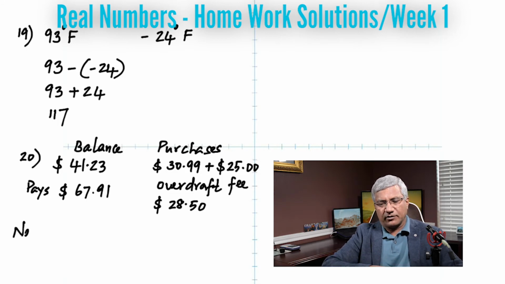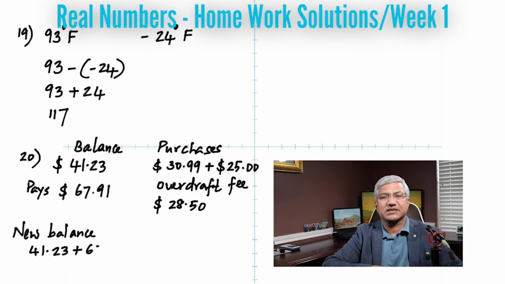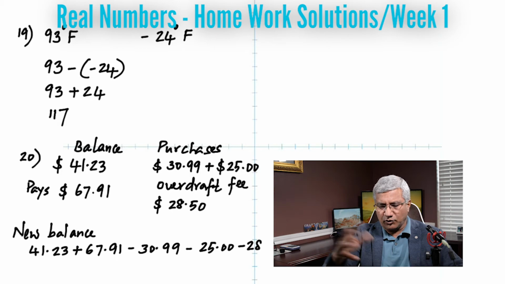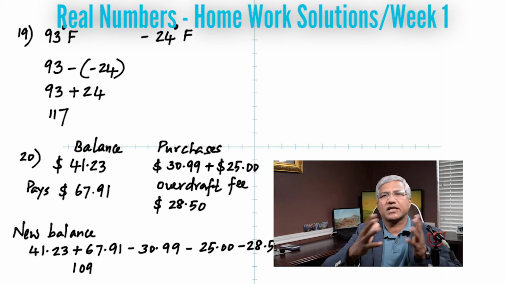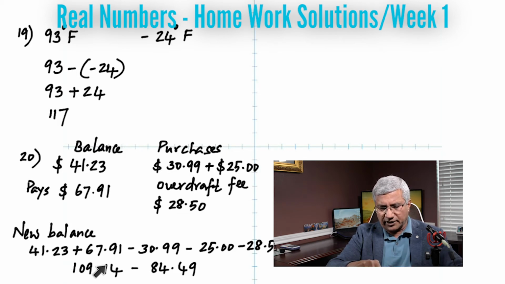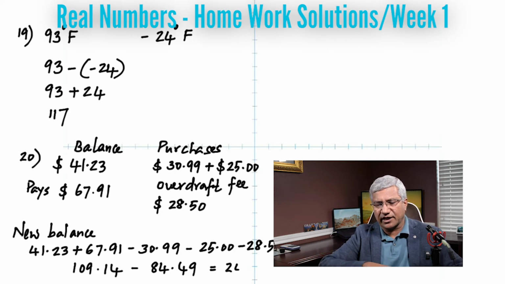All right, so the new balance can be found by adding the two positive numbers, which is 41.23 plus 67.91, and minus the two purchases and the overdraft. So you understand the purchases and overdraft are negative. And then you add these two, you get 109.14. You add the absolute values of these three and put it as negative. And then finally take the difference between these two, which will give you the answer as $24.65. So that's the new balance. Okay?